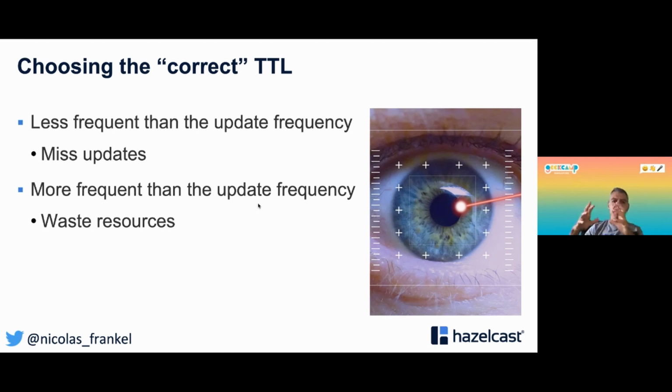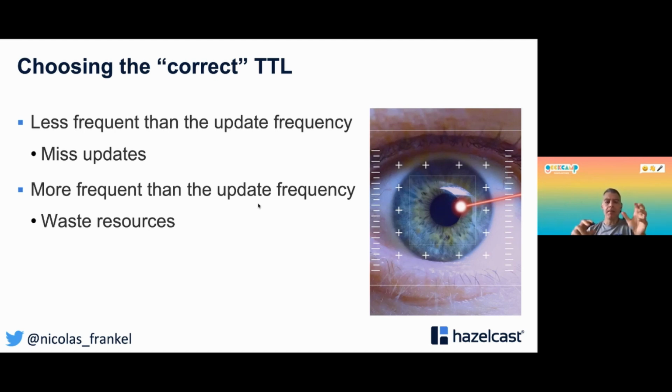If you have a TTL that is longer than the update period, it's a problem. So imagine you have an hourly batch that refreshes your table, and then you say, oh, when I put an entity in my cache, I will keep it for 2 hours. That means that during 1 hour, you will have new data coming in, and the cache won't be good. It will be stale data.